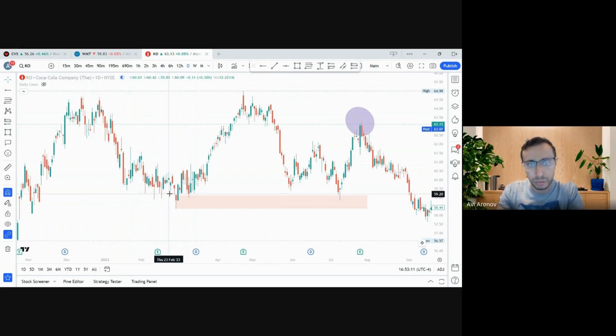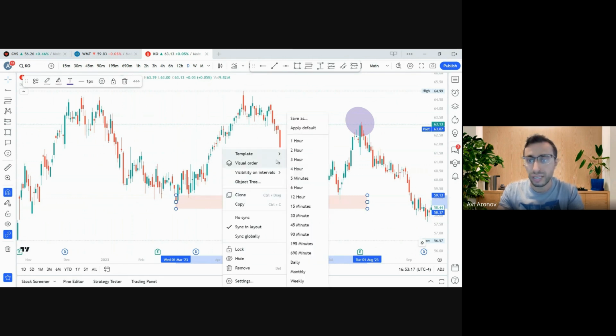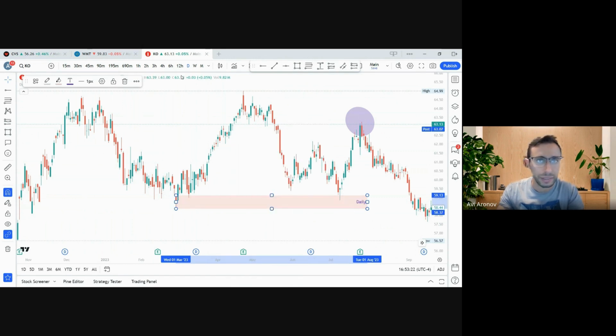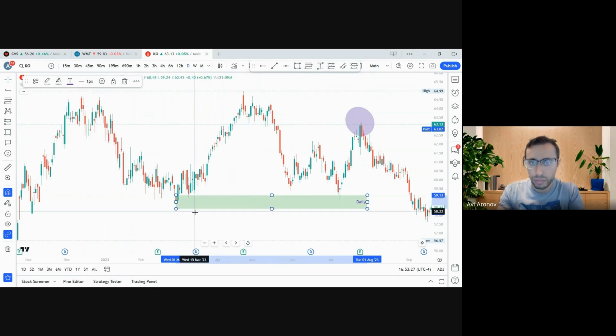But here you see a great baseline. And here, what's important, you can also save as templates. So save as template, and then you basically make it daily, and here it should be changed to green. Why? Because we want to buy.